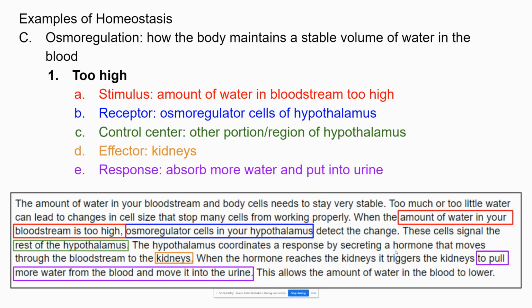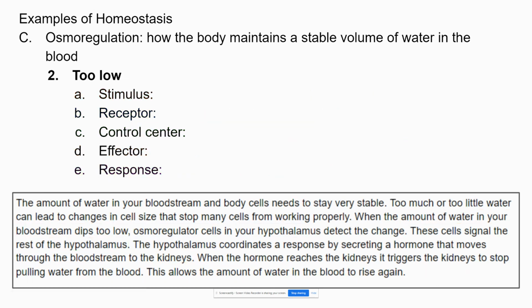So what do the kidneys do? They're going to pull more water from the blood and move it into the urine to try to get rid of some of that extra water. And that is the response, which should lower the amount of water in the bloodstream. Okay, try it again, but this time it's too low. I'll show you the answer in a little bit. Pause the video.